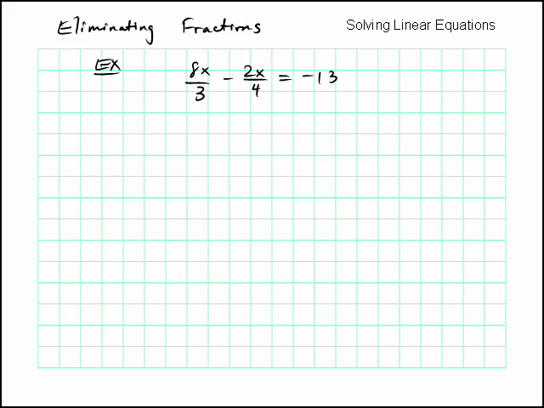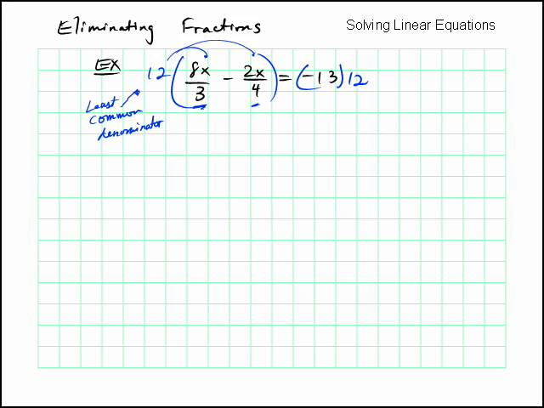To solve this equation for x, I'm going to get rid of all the fractions in my first step. And the way we do that is we multiply both sides of the equation by the common denominator. And the common denominator for 3 and 4 would be 12. So I'm going to multiply both sides of the equation by the common denominator, or least common denominator, I should say. Both sides. Remember, you can do whatever you want to one side of an equation as long as you do it to the other side, basically. I'm going to multiply both sides by 12.